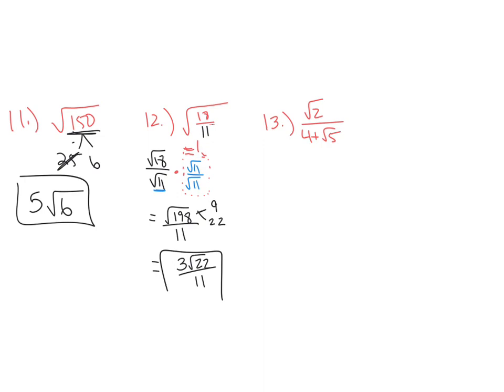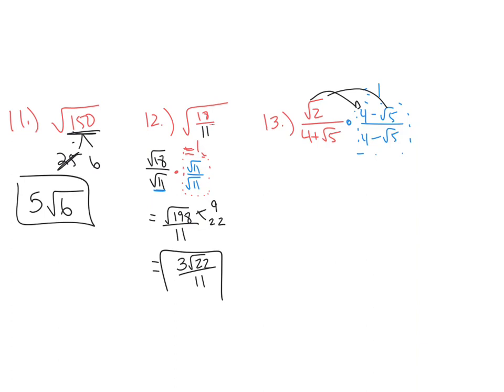13, very similar concept. So the first thing we do is multiply by my conjugate. I'm going to put 4 minus radical 5 because that's the special sum one for that bottom. It's the only one that's going to work, 4 minus radical 5. So I copy and paste that on top. The top you're going to distribute. Radical 2 goes to the 4 and the radical 5.